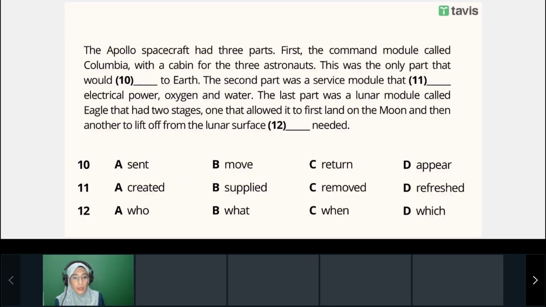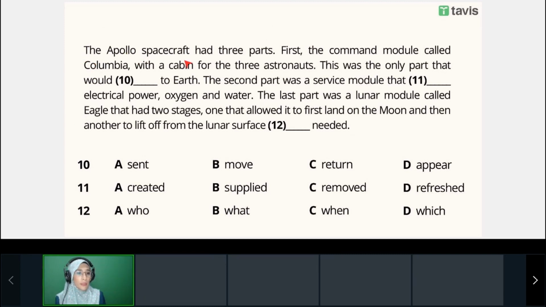Okay, we'll try and do it together. Now let's see. Here is questions 10, 11, and 12. So this is the part of the text given to you. All right, so let's try and read this.